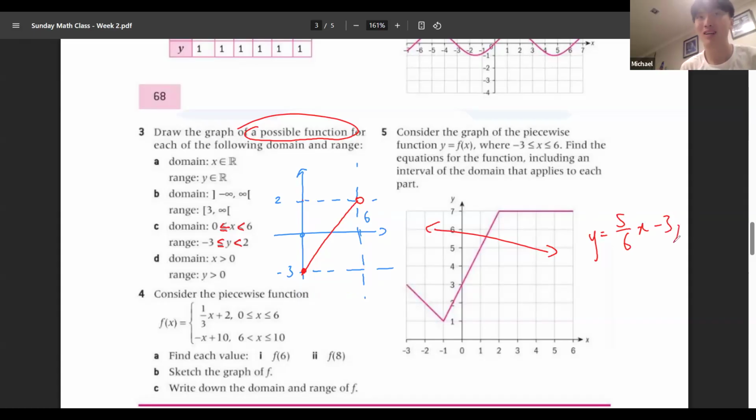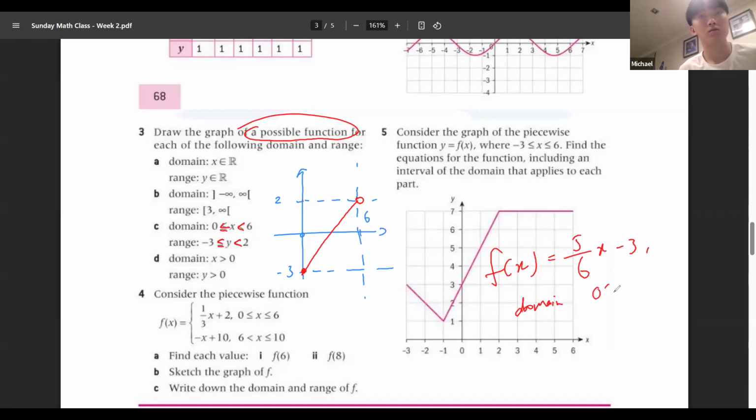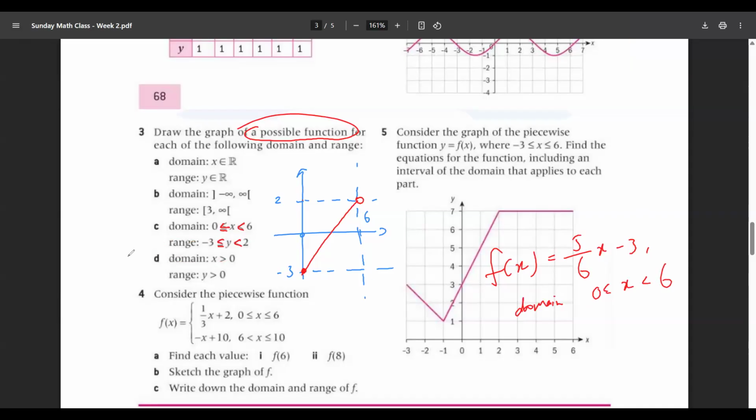And then you need to specify the range, right? So if this is a function, we do something like this. You just say f(x), which is y, equals 5 over 6 x minus 3. And then you want to restrict the domain to be like this. And then automatically the range is this, okay?